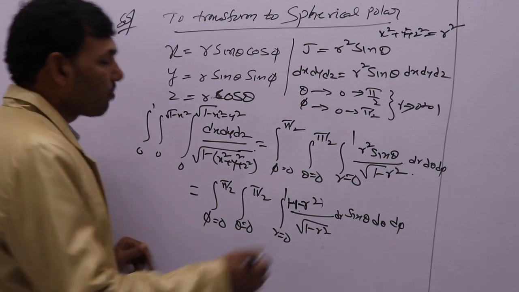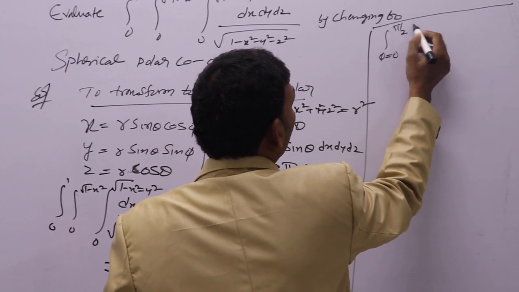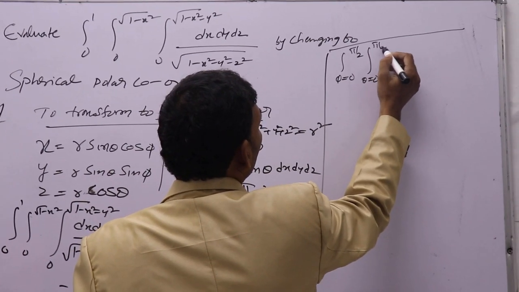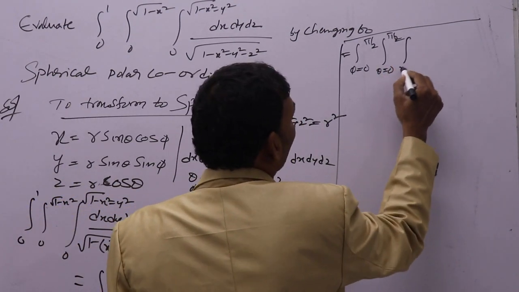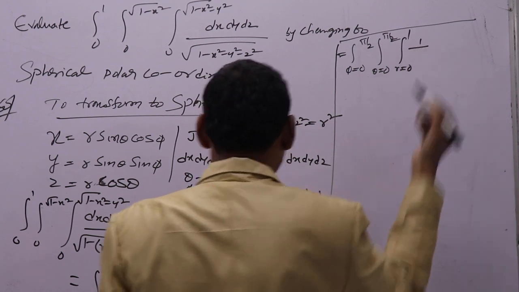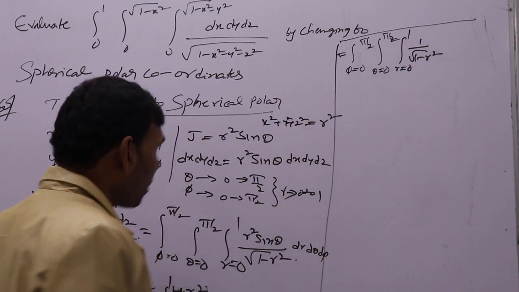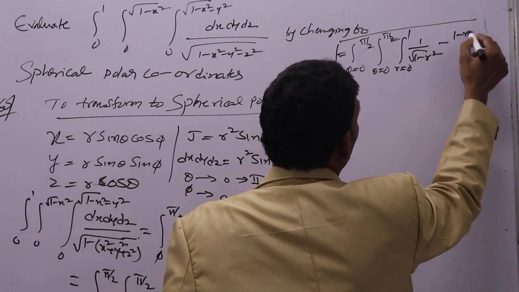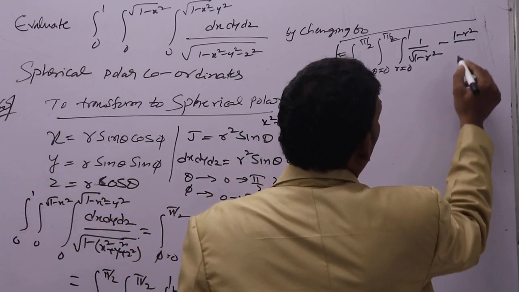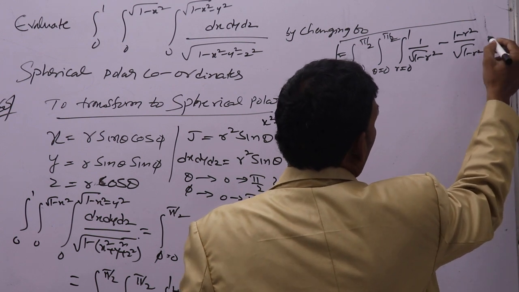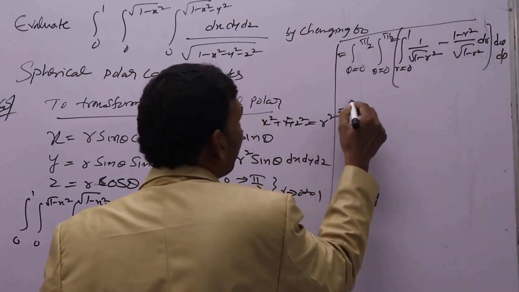Then what happens? Integral phi equal to 0 to pi by 2, theta equal to 0 to pi by 2. If we split this into two fractions like this, integral r equal to 0 to 1, 1 by root 1 minus r square minus 1 minus r square by root 1 minus r square, dr d theta d phi. So if you simplify, you will get like this.